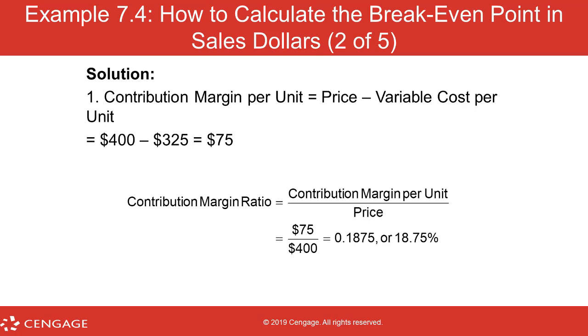So what is the contribution margin ratio? The contribution margin ratio is the contribution margin per unit. If you remember, that's our selling price minus our variable cost of selling each unit, divided by the price we're selling it for. So in this case, we know we're selling each lawnmower for $400. We know the variable cost per unit is $325. That gives us a $75 contribution margin per unit. Divide that by the selling price of $400 per unit. 75 divided by 400 is 0.1875 or 18.75%.